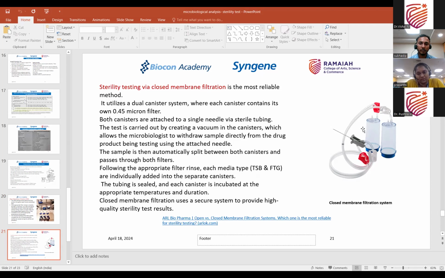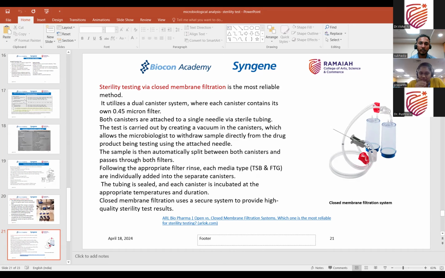Here we are going to use a syringe-like device. You draw the sample you would like to test. For example, if you have an ampule of antibiotic or an ampule of distilled water and you want to take out 1 ml of the sample, you collect that sample with this and pass it through the membrane filtration unit, so it gets filtered. Later you add the culture media into this system. That is the reason it is called closed membrane filtration.